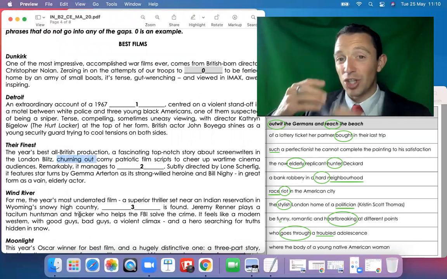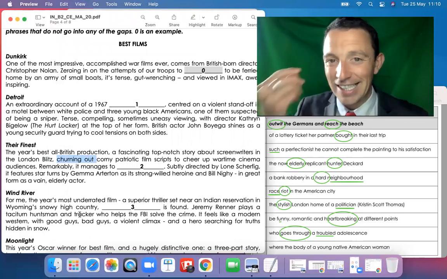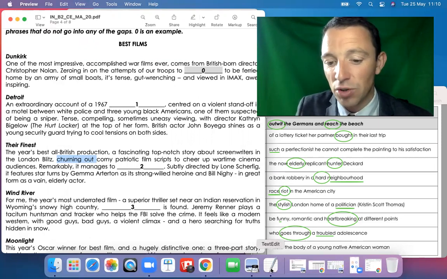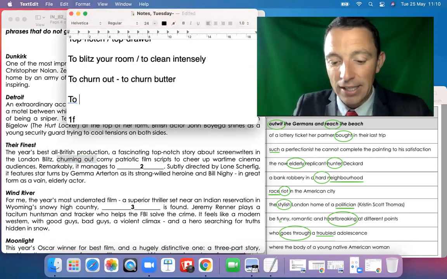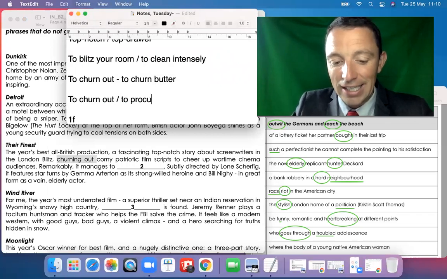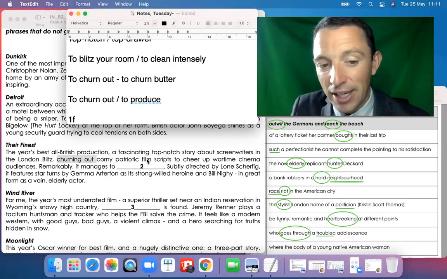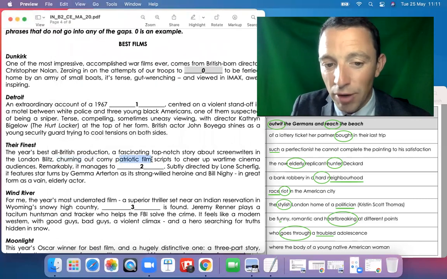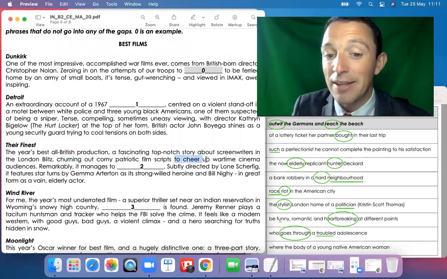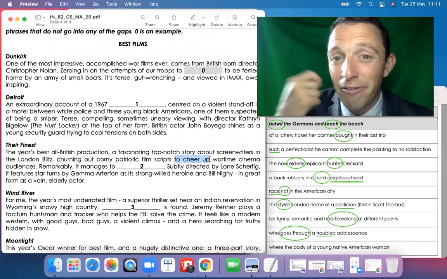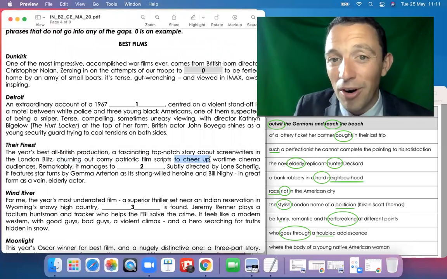So in this situation, to churn out has the significance to produce. That's exactly the best translation. And in this situation, it's exactly the same. So here, churning out a patriotic film script to cheer up, which means to make people feel better. So to cheer up is a typical expression, and it means to feel happier, to feel more positive.